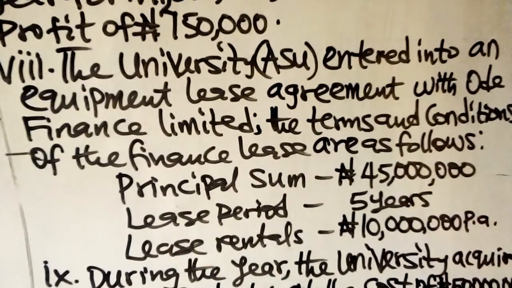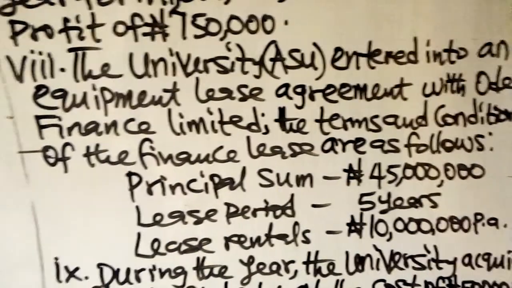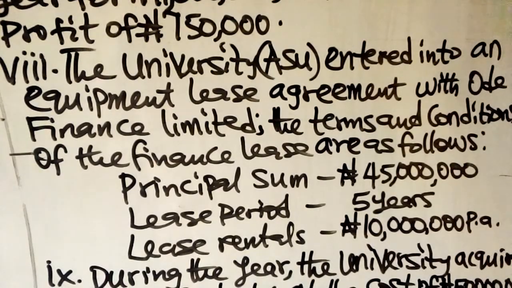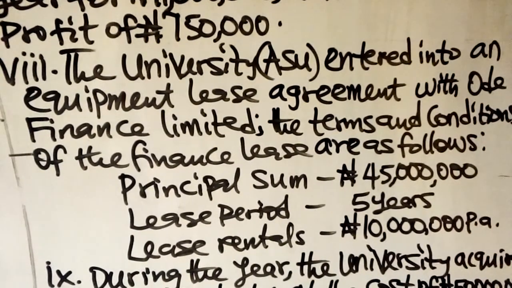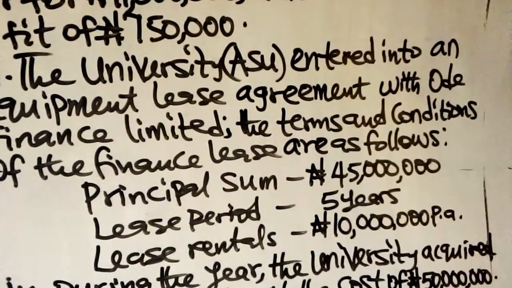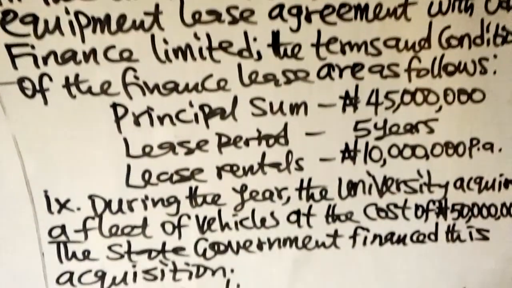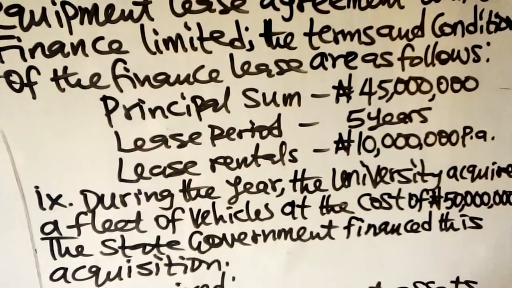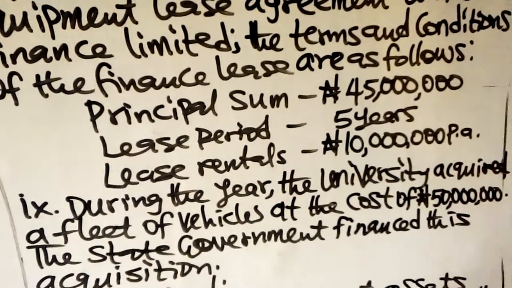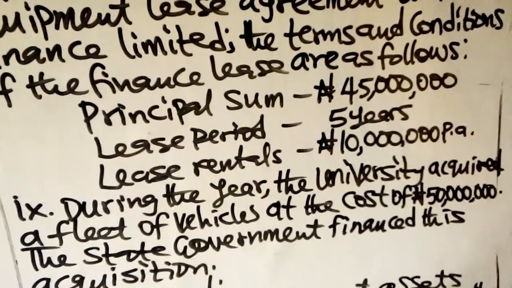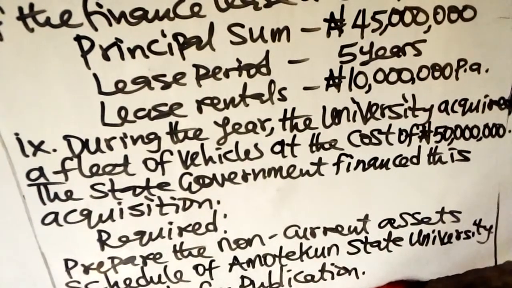Note 8. The university entered into an equipment lease agreement with Old Finance Limited. The terms and conditions of the finance lease are as follows. We have the principal sum of 45 million, lease period of 5 years, and the lease rental is 10 million naira per annum.